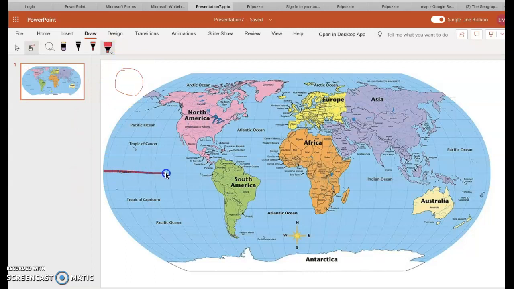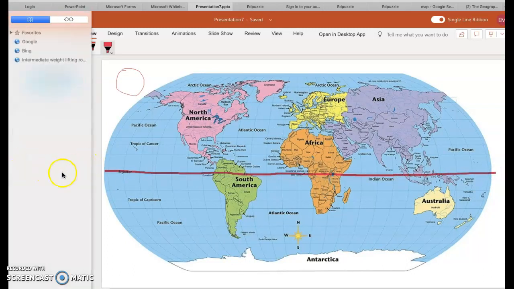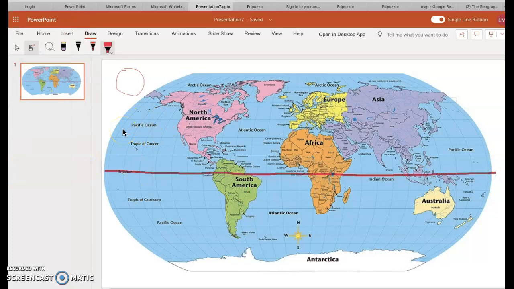So I'm going to draw right along this line, which is called the equator. Okay, so in pink, what I just broke the globe into two, that's called our equator. It's an imaginary line that breaks our globe, our world, up into the northern hemisphere and the southern hemisphere. So everything above this line is in the northern hemisphere. And everything below the equator is the southern hemisphere.